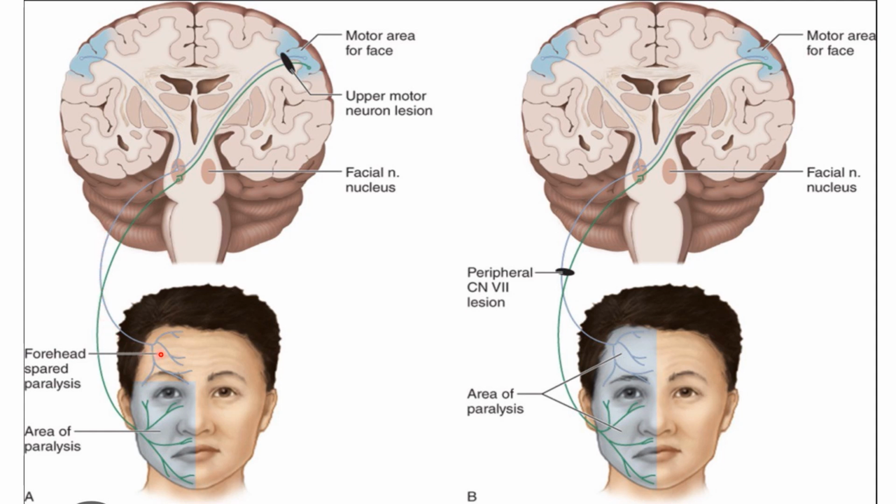Now the question is, why is it that in upper motor neuron lesion, there's only damage or paralysis to the lower half of the face, and the frontalis muscle or the forehead muscle is spared? It is simply because the ventral nuclei has ipsilateral innervation and contralateral innervation. So in this case of upper motor neuron lesion, it's only the contralateral side that's affected. The ipsilateral is intact. That is why the forehead muscle is spared. So in upper motor neuron lesion, the frontalis muscle or the forehead muscle is spared. The damage or the paralysis is on the lower half of the face.